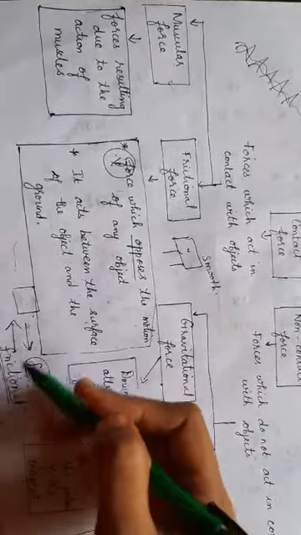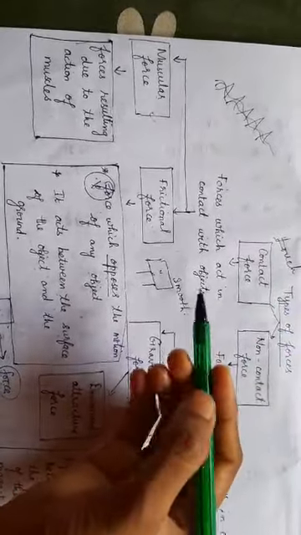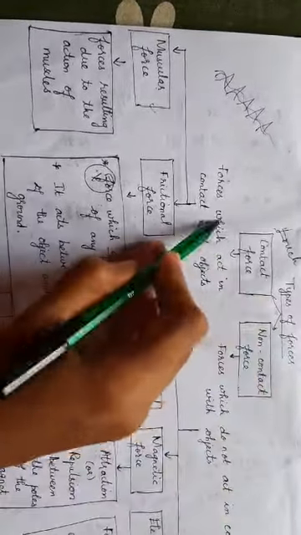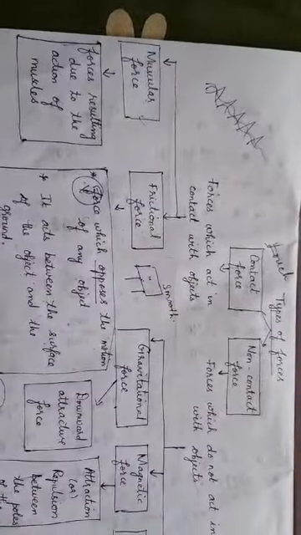Okay. So the desk and the ground are in contact. So there is friction. My hand and the pen are in contact, so there is friction and that is why I hold it tightly. Okay. So these are the two types of contact forces.